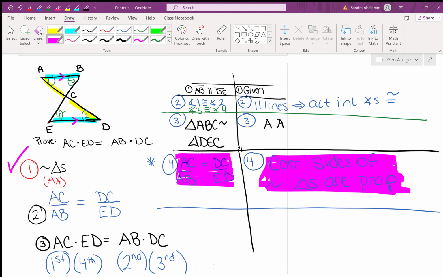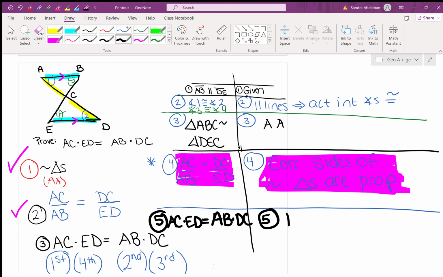Okay, so game plan number 2, check mark, we got it. So now that we have our proportion, aren't we always allowed to cross multiply proportions? So now I can go on and I can cross multiply and I can say that AC times ED is equal to AB times DC.